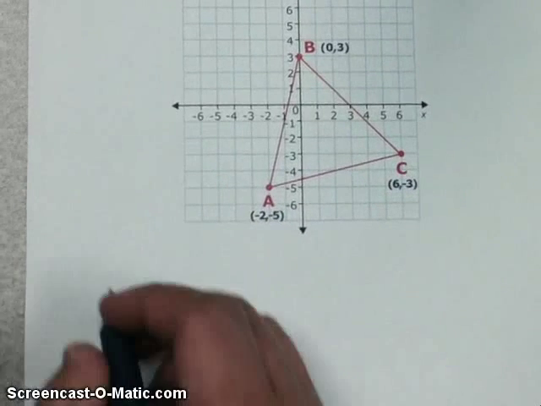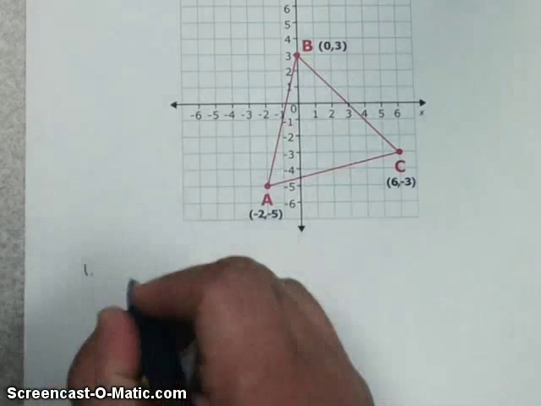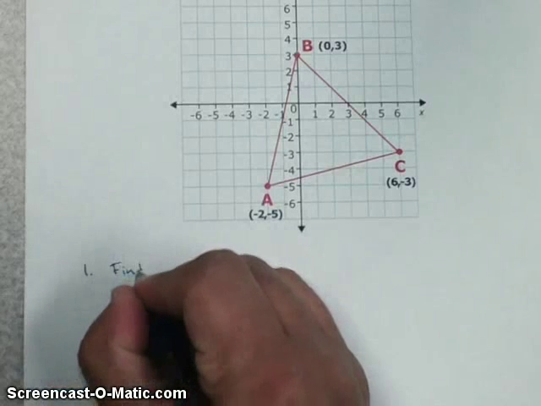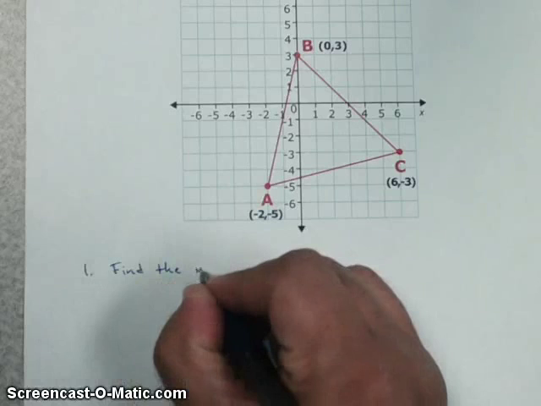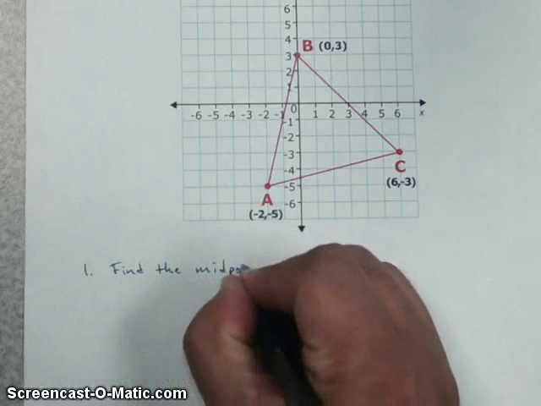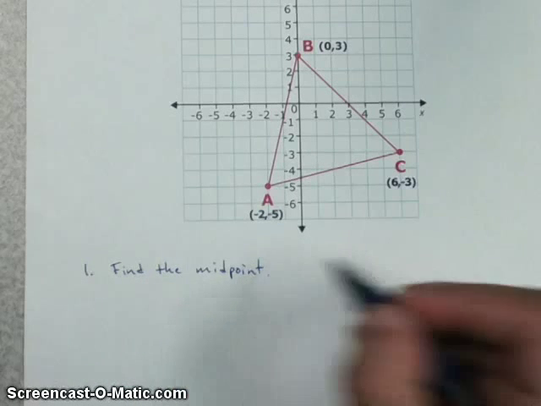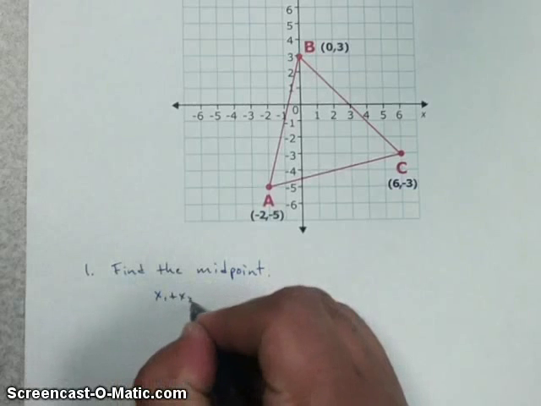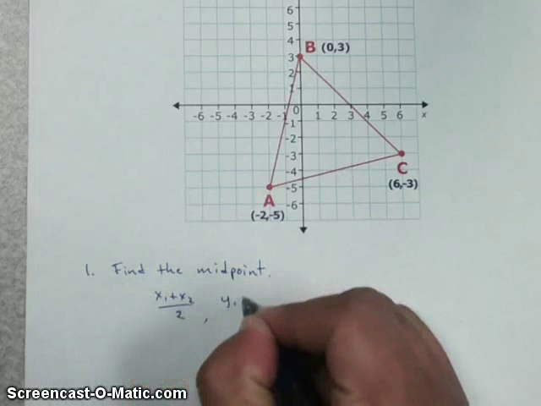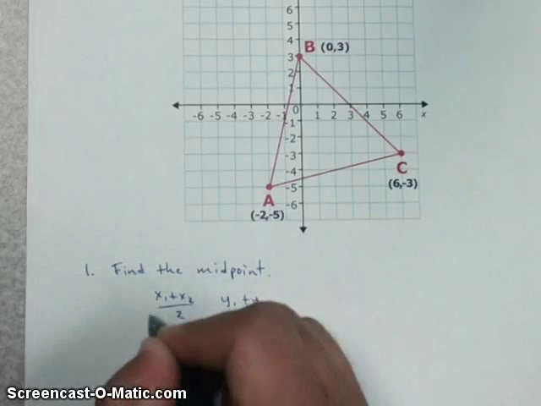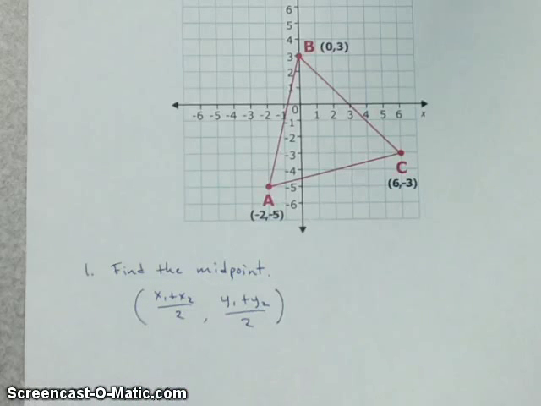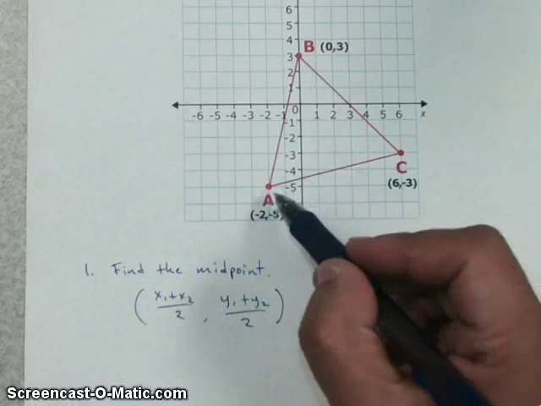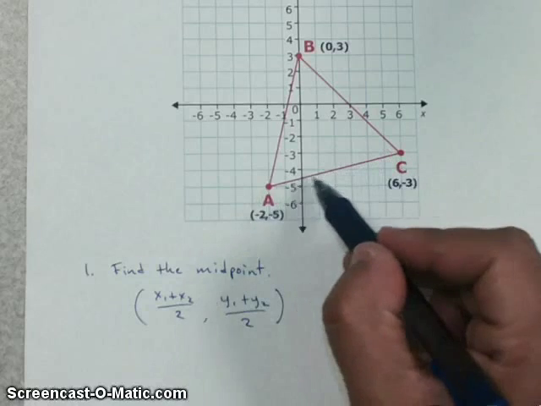But the first step, step one, is that you'll need to find the midpoint of one of the sides. Now you can use the formula, that's x1 plus x2 over 2, and y1 plus y2 over 2. And I'm going to use, say, this side right here, AC.